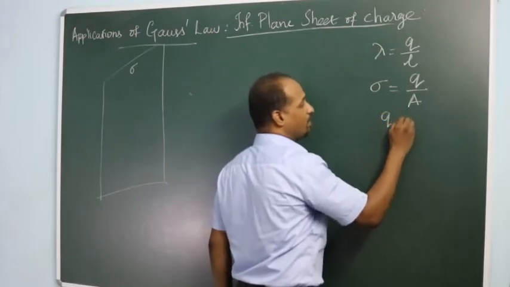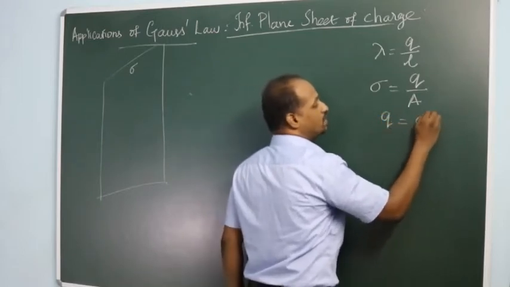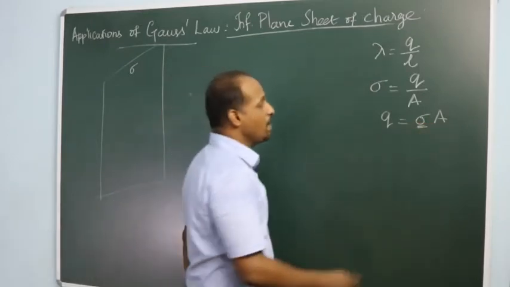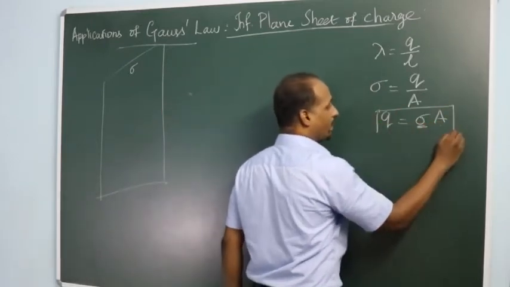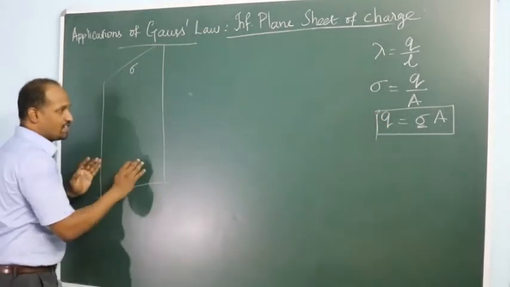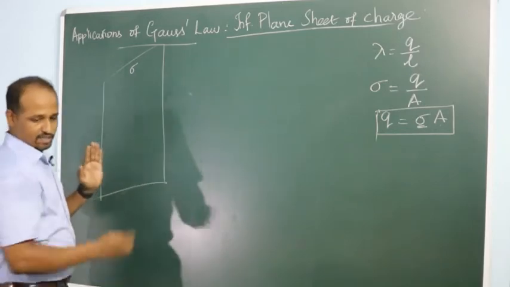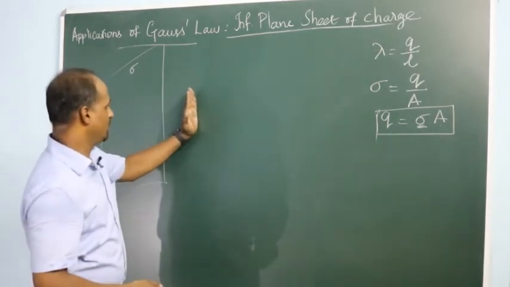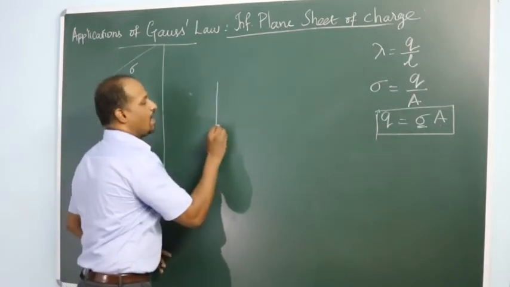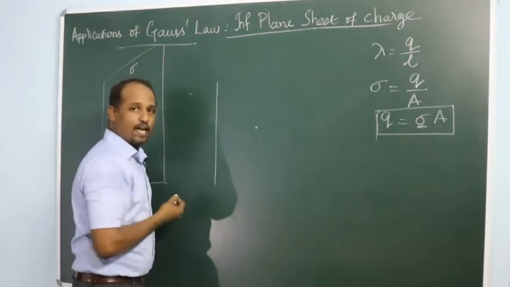Then the charge on a particular area will be equal to the areal charge density, or surface charge density, times the area. That's how we find charge. So here we are going to make some simple steps. This is a sheet of charge. From this side, when you look at it, the sheet of charge will be like this, extended like this. From this sheet, at this point, you would like to find the electric field.